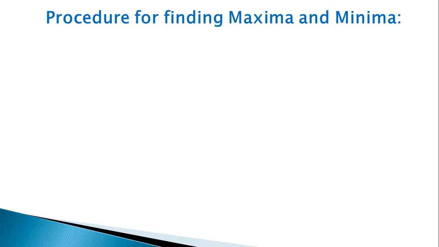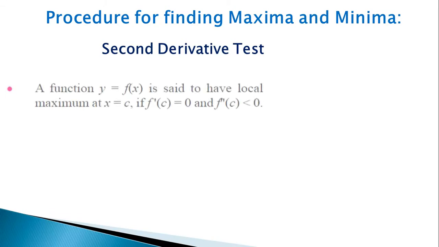Now how will you get the maximum and minimum value of the function with the help of applications of derivative? So there is a procedure given for you. It is called the second derivative test. Okay. So what is the procedure?